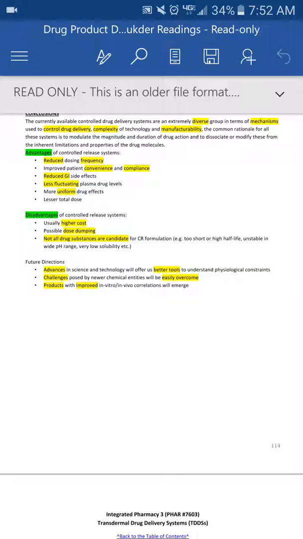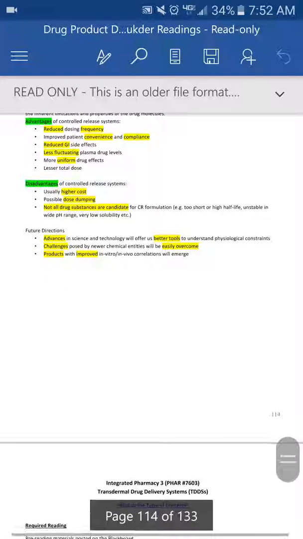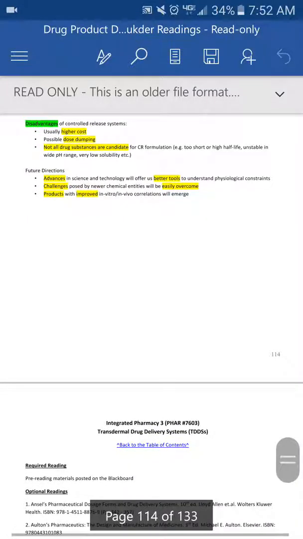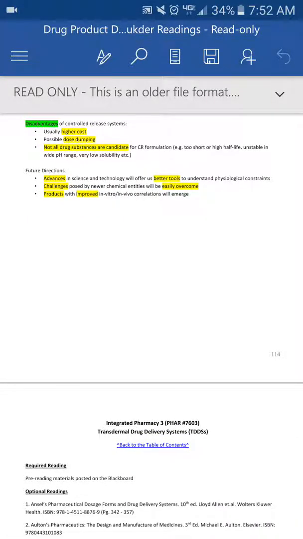Lesser total dose. Let's talk about some disadvantages, though, to controlled release systems. They're expensive. Possible dose dumping. So you don't chew these pills. If you chew these pills, then you're going to be screwed. You can have dose dumping.